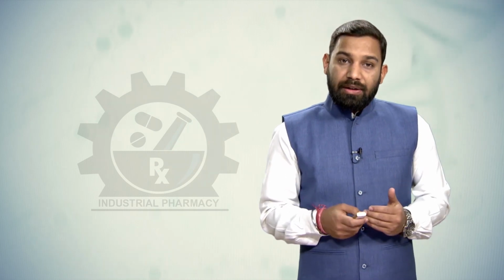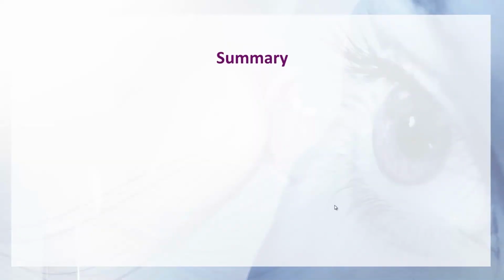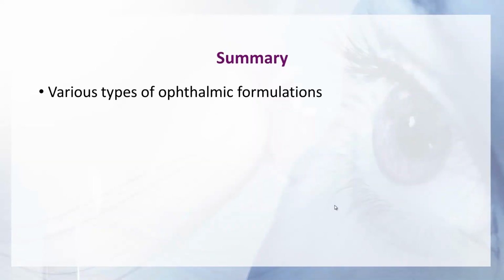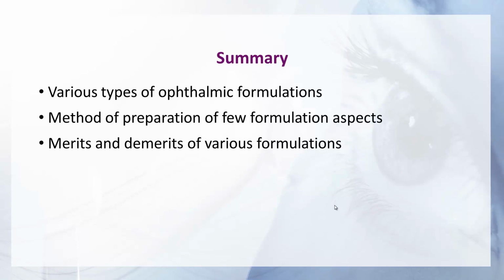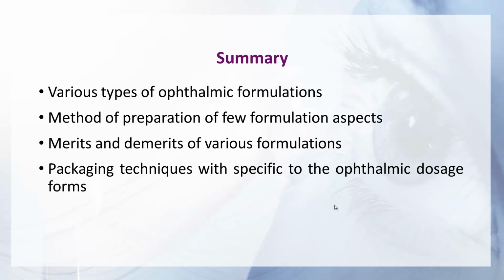Now, I would like to summarize the lecture. In this lecture, we learnt about various types of ophthalmic formulations. We also discussed the method of preparation and a few formulation aspects. We also covered the merits and demerits of various formulations, and at last we went through the packaging techniques specific to ophthalmic dosage forms.